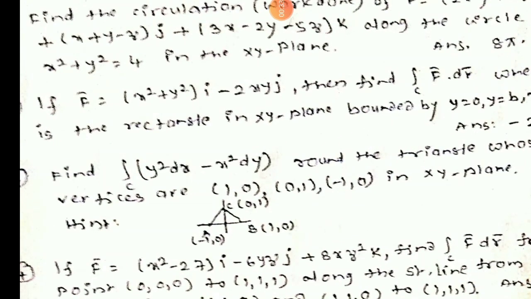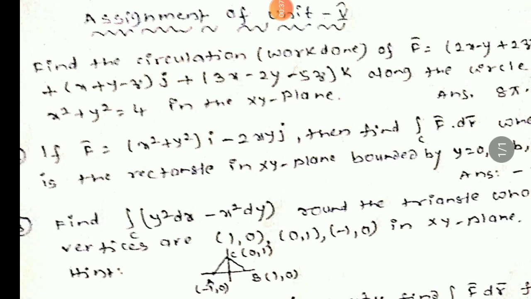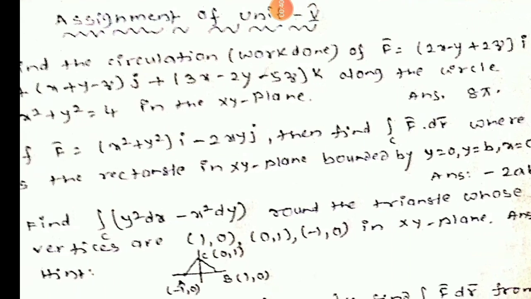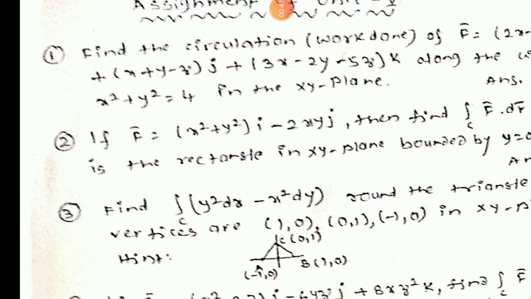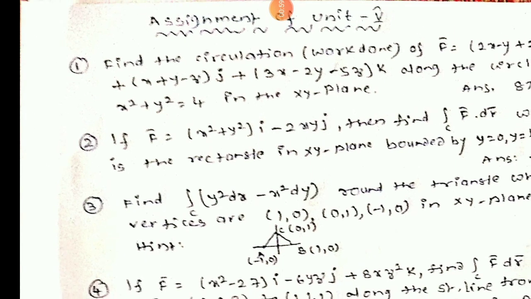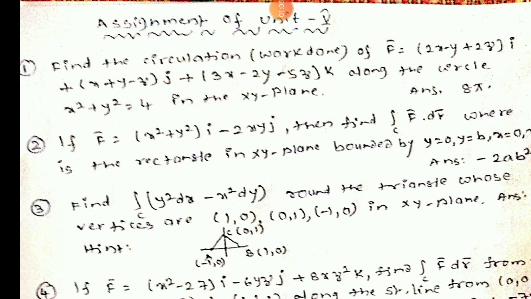If I look at the first one: find the circulation, also called work done, of a vector point function along the circle x square plus y square equal to 4 in the xy plane. Work done means you are calculating the line integral of the vector point function. The line integral formula is integral over c f bar dot dr bar. Write r bar as xi plus yj plus zk, so dr bar equals dxi plus dyj plus dzk. First calculate f bar dot dr bar.